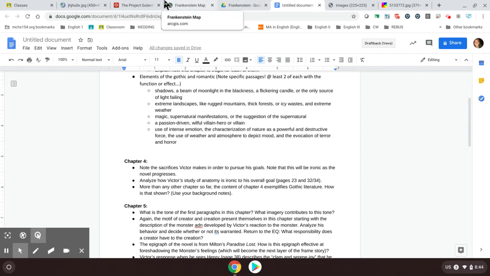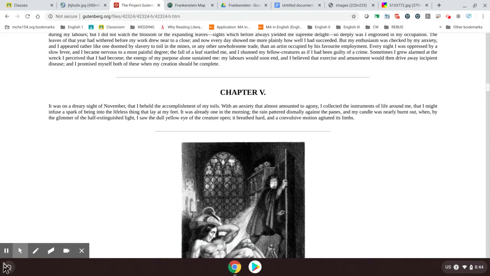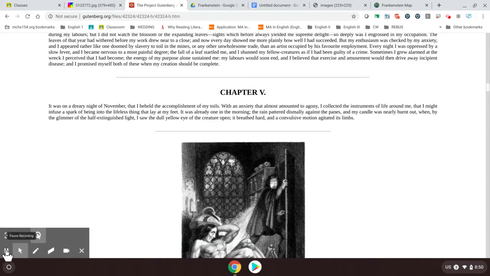All right, and we will move on now to chapter 5. Okay, so chapter 5 might seem a little bit anticlimactic once you actually figure out what happens right at the beginning, but essentially, chapter 5 is the result of all of his years of working to reanimate and create life. So, in the first paragraph of chapter 5, he basically says, "Hey, on this really dark and stormy night in November, I made the monster come alive."